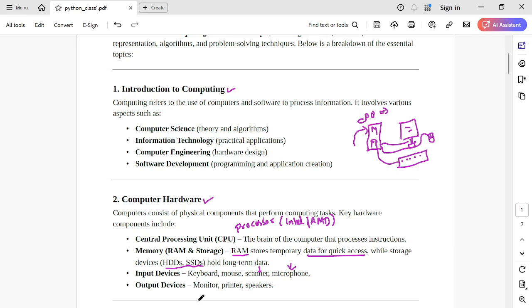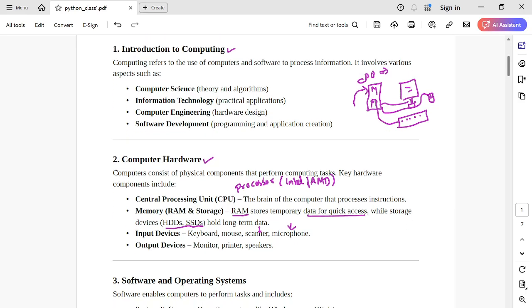Next, output devices. Here we are using monitor, printer and speakers. Speakers give the sound as output, the printer gives the printed document, and the monitor displays the content whatever you are typing from the input devices, right? So that is known as monitor. So that's all about computer hardware. We are having a CPU, memory unit, and then the input output devices.